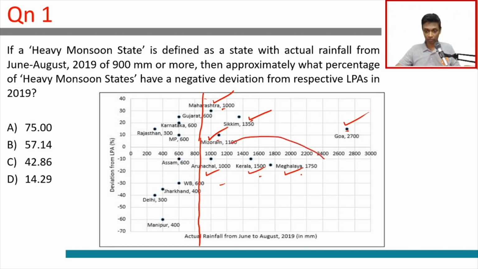These 3 have negative deviation, which is Arunachal, Kerala and Meghalaya. 3 out of 7 as a percentage. 1 out of 7 is 14.28. 3 out of 7 is 42.84. This comes closest. Right? Very simple question. You just have to look at the data, scan the data, and then we are through.